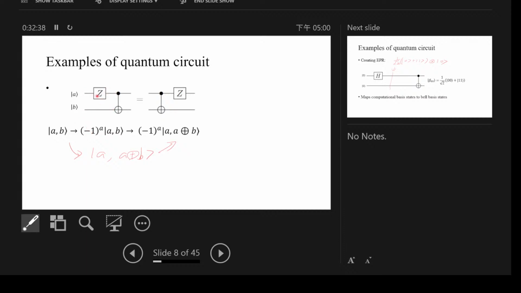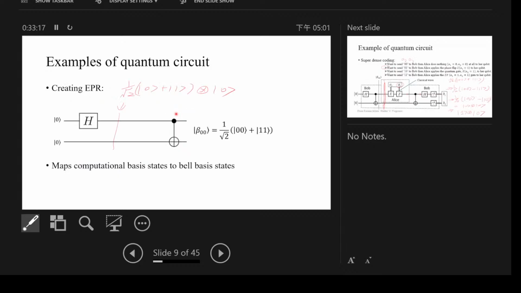So you go through the Z gate, you get (-1)^A |AB>, and then you go through CNOT, and AB becomes A and A plus B. But if you go through this circuit instead, first you go AB, then A and A plus B, and then you do the Z gate. Once again, you have a -1 to the first register, so (-1)^A |A, A plus B>. So here we use this bit of computational basis algebra to prove that this circuit is equal to this circuit. Okay. And now let's see more entangling examples of the CNOT gate.